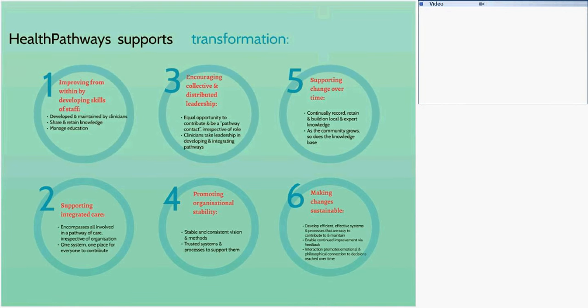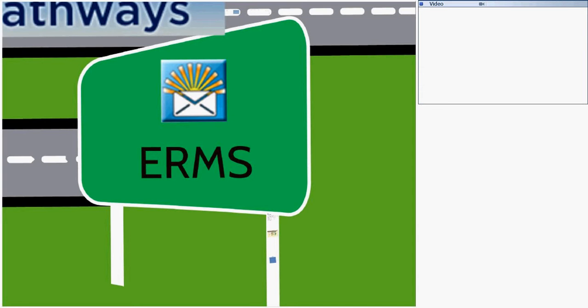Why the health pathways has been so important in our transformation journey is, one, improving from within by developing the skills of staff. The second one is supporting integrated care, and particularly the one system, one place for everyone to contribute. And one of the challenges we've managed to bring to life in the Canterbury Health System is the process of engaging everyone, not just individual projects. The third part of health pathways is encouraging collective and distributed leadership, and it's an equal opportunity to contribute and be part of a pathway irrespective of role. The fourth one has been promoting organisational stability. The fifth one is supporting change over time. And the sixth is making changes sustainable. And again, everything we've been attempting to do is to make sure that we are building a sustainable health system.